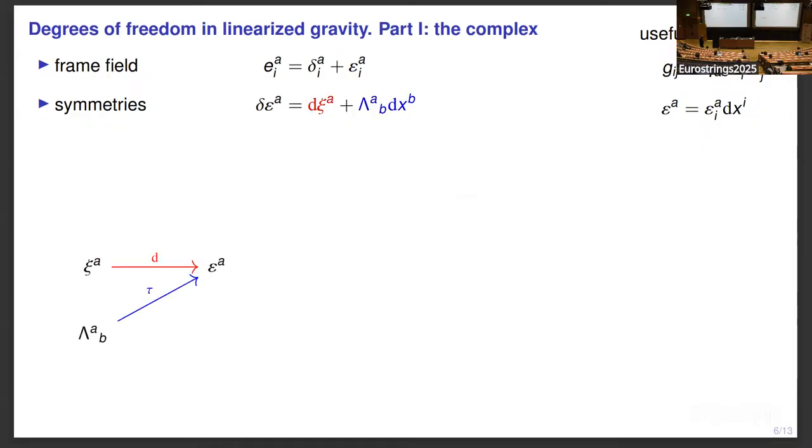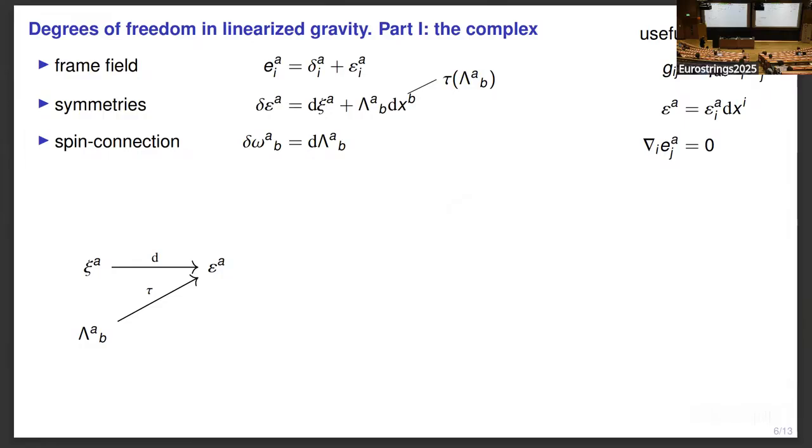So, and to keep track of all these kind of things, we put this in a little diagram. So we have our diffeomorphism parameter here, and we have our Lorentz parameter here, and they all interact with the frames through these linear maps here, the exterior derivative, and this map here, which I will call tau. Then we can do the same for the spin connection, which of course does not transform covariantly, but it's d of the Lorentz parameter. So we also put it in this nice diagram, and we have here again the exterior derivative.